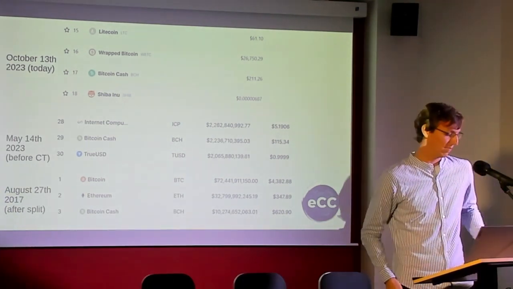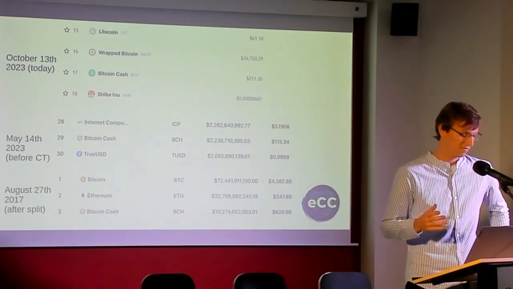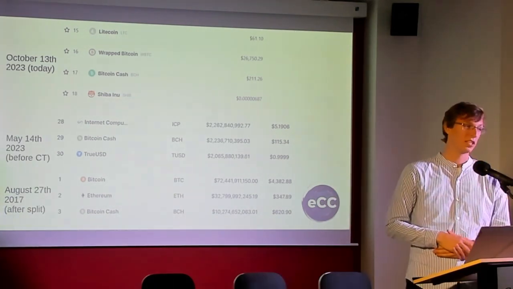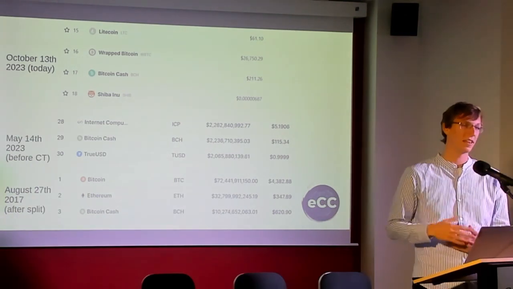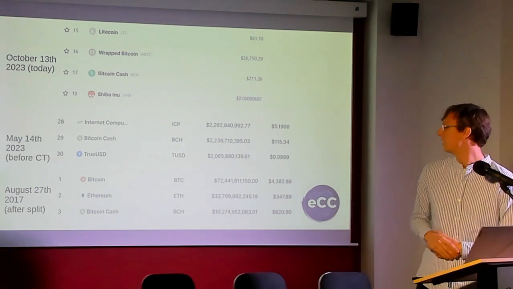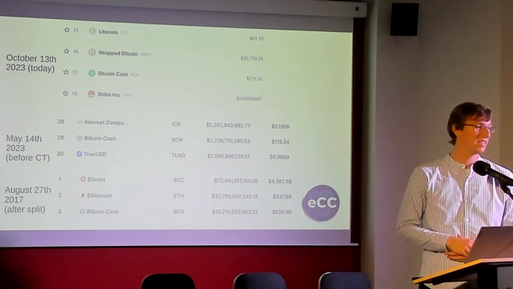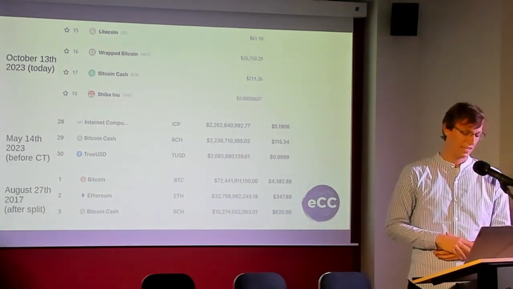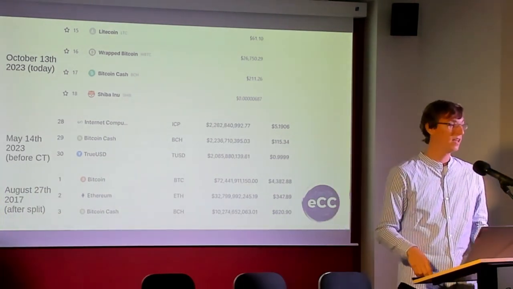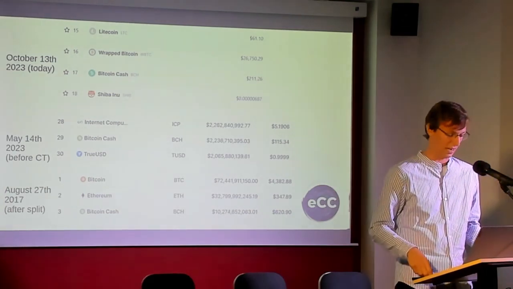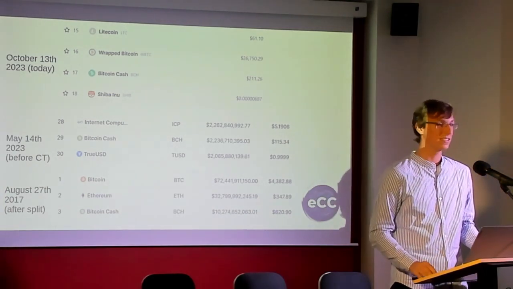So right after the split, I picked a semi-random date, but it used to be at position number 3. So right after Bitcoin at number 1, Ethereum at number 2, and Bitcoin Cash at number 3. So we should keep this in front of our minds, that we didn't used to be at place 30, we used to be at place number 3, and we should be ambitious and aim to be at number 3 once again. And I think that's possible.